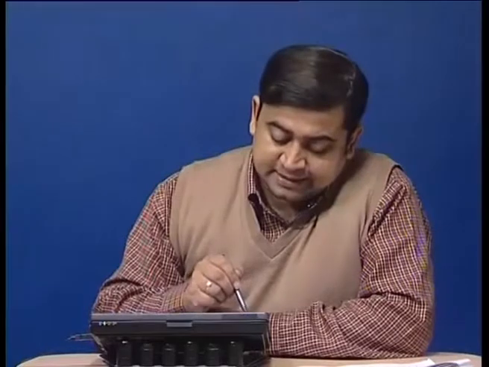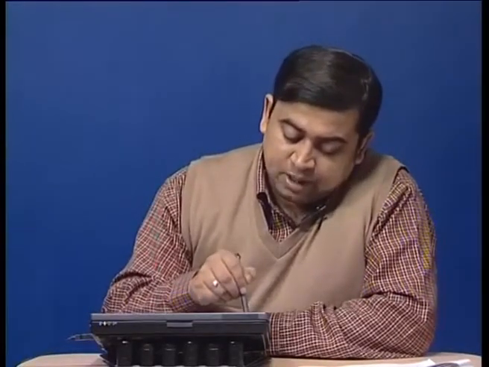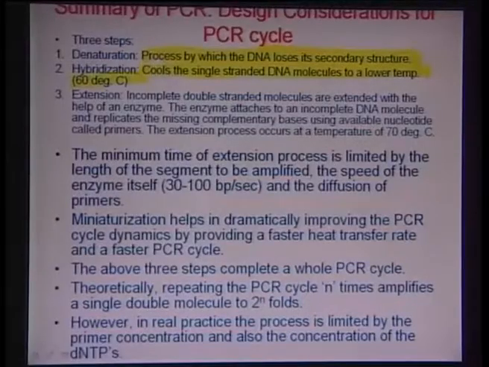Now there are certain considerations that we need to investigate for designing any PCR process, and we will actually be doing the designing in subsequent slides. So essentially, again, the denaturation is the process of cleaving the molecule by which the DNA loses its secondary structure. Hybridization, on the other hand, cools the single stranded DNA molecule to a lower temperature, let's say about 60 degrees or so, and hybridizes the primer.